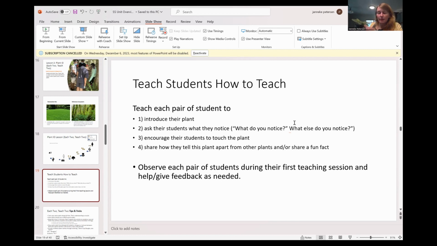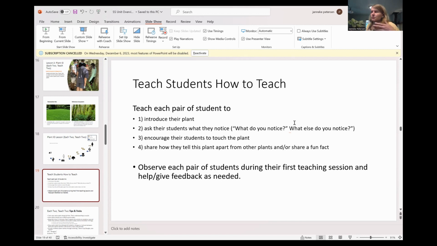All right. So it's been a minute and a half. Your first pair of students are coming. So when your first pair of students arrive, the first thing you're going to do is introduce your plant. So what's your plant's name? Douglas fir, correct, good. Okay, so introduce your plant. Then ask your students what they notice. Can you practice saying, what do you notice? Good, good. And can you practice saying, what else do you notice? Good, all right. Then you're going to encourage your students to touch the plant.